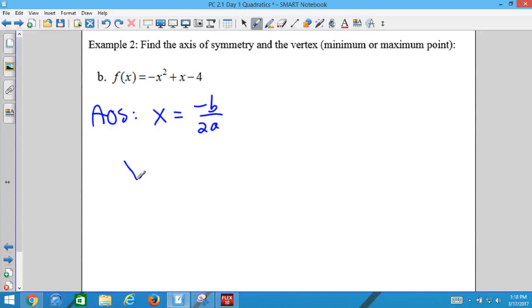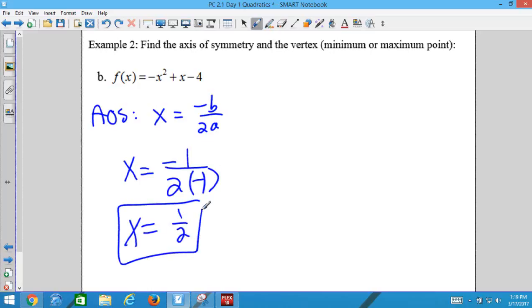All right, so what are we going to do? Negative, what's b? 1, over 2 times, what's that? Negative 1. So our axis of symmetry is x equals a half. This is ax squared plus bx.